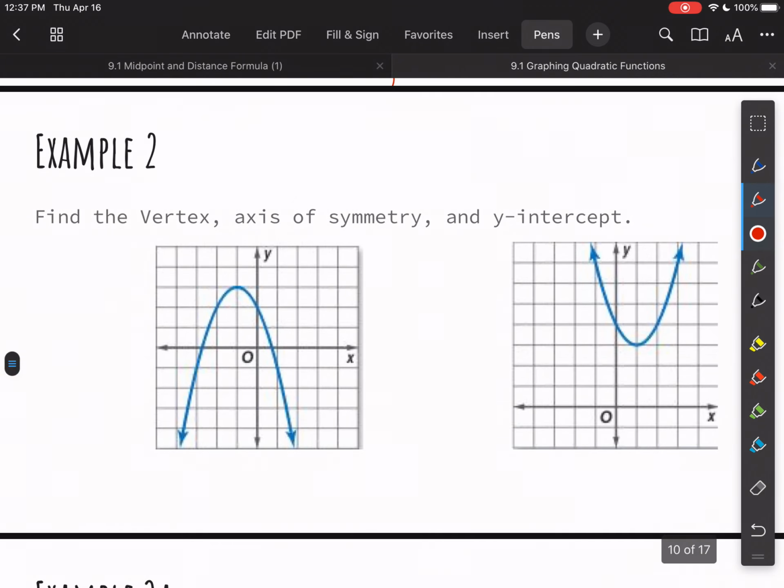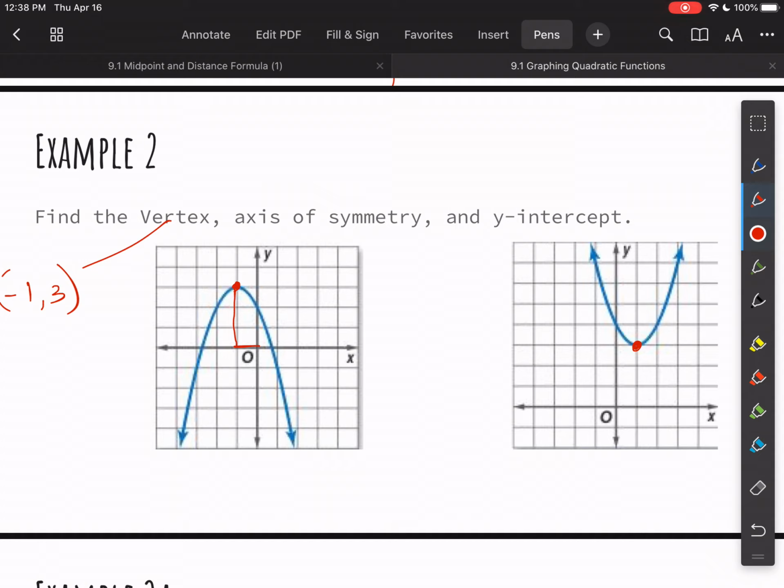Example 2 says to find the vertex, the axis of symmetry, and the y-intercept. All right, so the vertex, you guys, is always going to either be the highest point on the graph, or the lowest point on the graph, here in this case. Okay, so to identify that, it's just an xy coordinate. So this would be negative 1, 3. Right, so negative 1, 3 is our vertex.